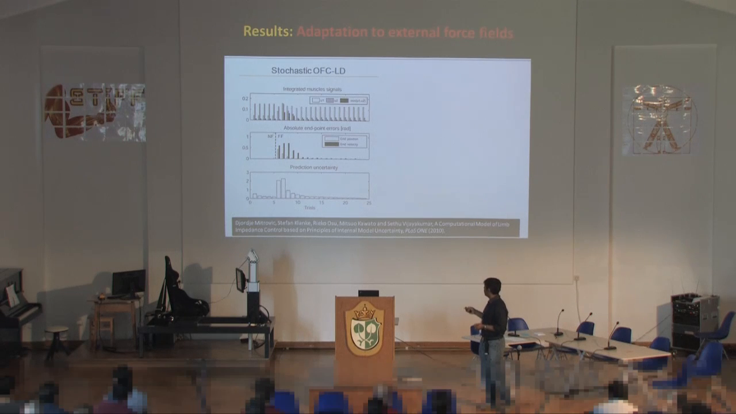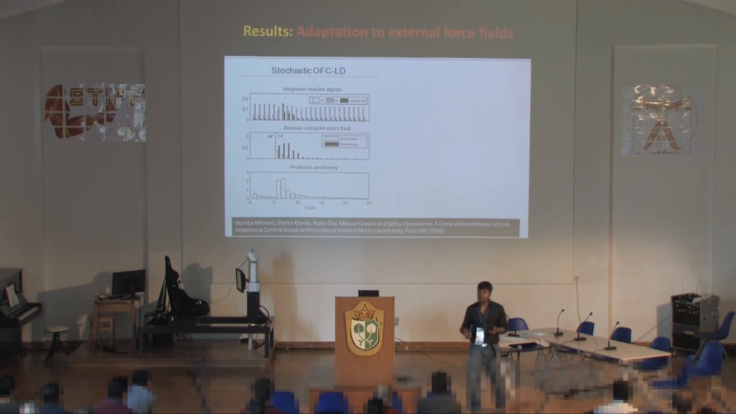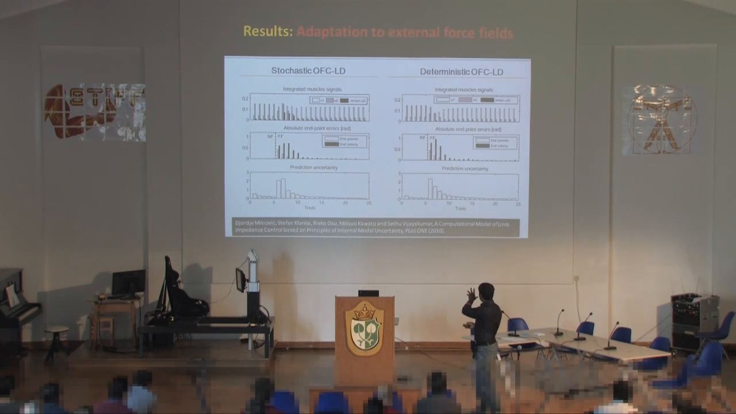The other thing that was nice was we also did this for adaptation to external force fields. When you have a movement from a null field to a force field, initially your model matches, then you start off with the force field, and you get some large errors in the beginning, prediction uncertainty blows up, and you get co-contraction. But as the model learns, you see a reduction in the co-contraction levels as the prediction uncertainty goes down. So this nicely reflects what happens in a real adaptation experiment. And I don't want to spend more time on this. This doesn't happen in a deterministic framework without noise included.